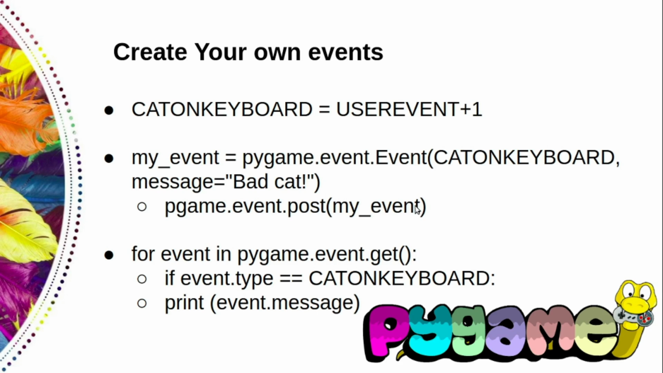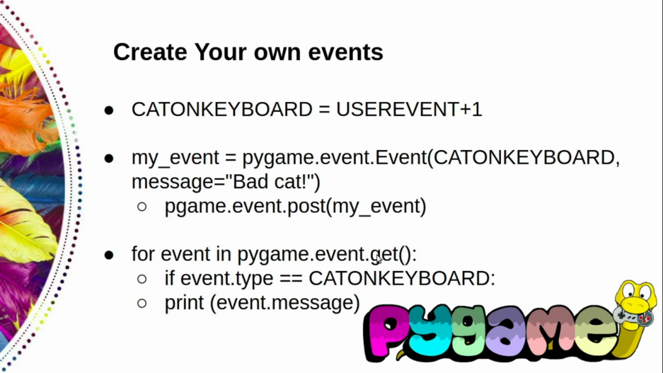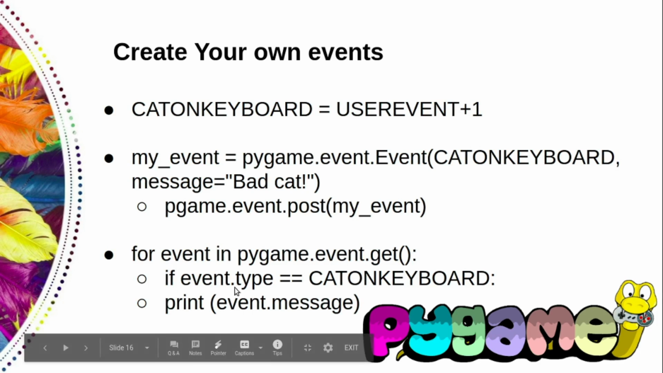Now, the handling of the user event is done in the same way as the events that Pygame generates. We just have to check the event type to see if it matches your custom event. So here you can see, for event in pygame.event.get, which is similar to what we have already seen, if event.type is equal to CAT_ON_KEYBOARD, we can print the message, event.message.